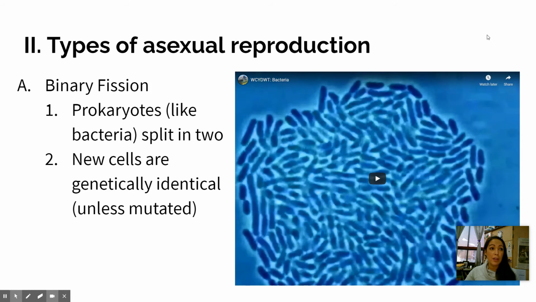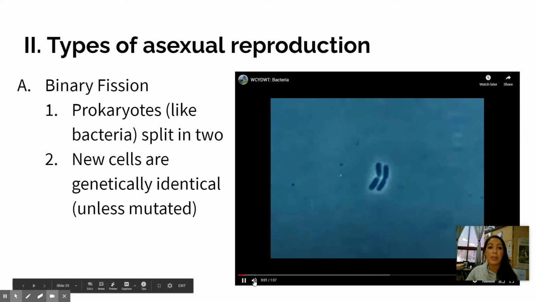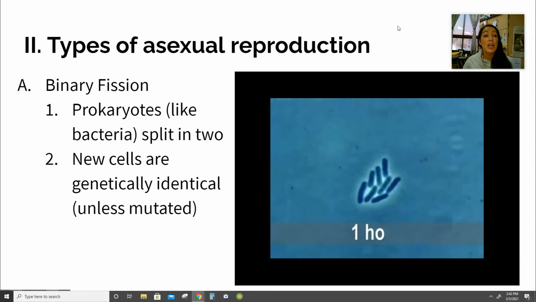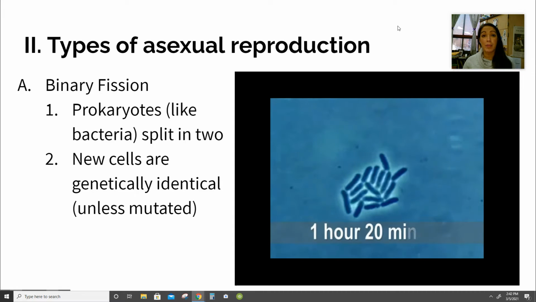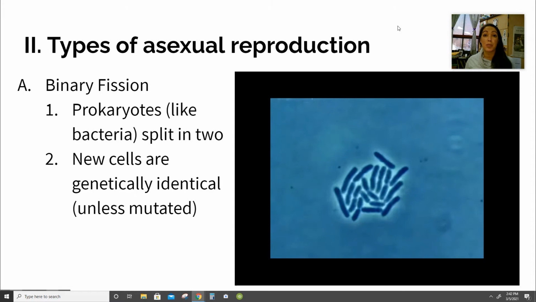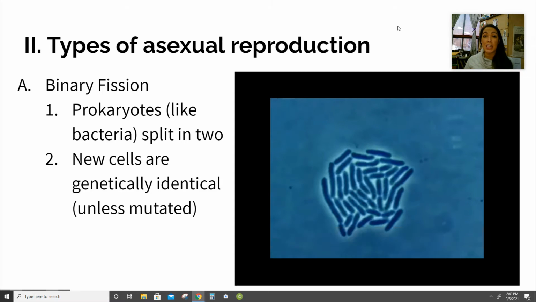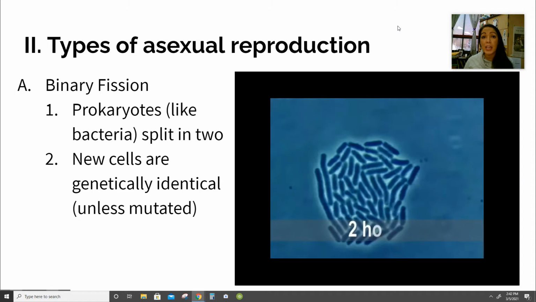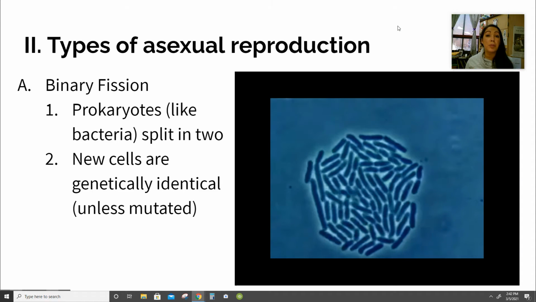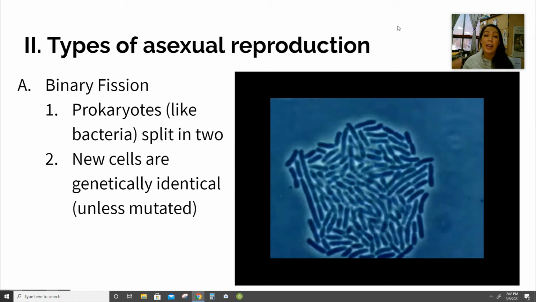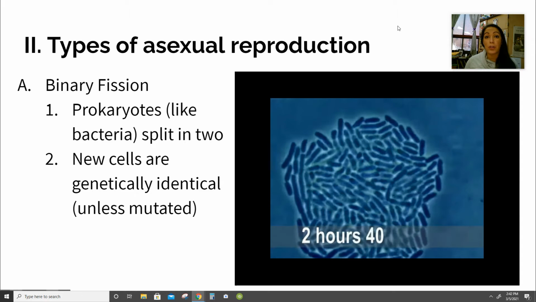The first type of asexual reproduction that we'll talk about here is binary fission. This video is showing bacteria going through binary fission. This is for super simple single-celled organisms like bacteria that don't even have a nucleus. These cells will simply split in two. What we're seeing in this video is a single bacterium that splits, and then those two split, and then those four split, and they continue to divide over and over again.